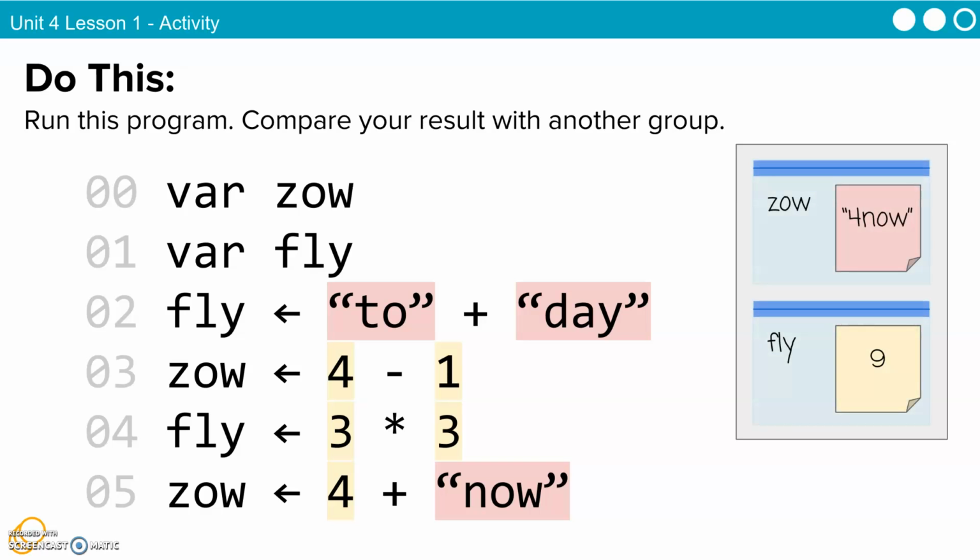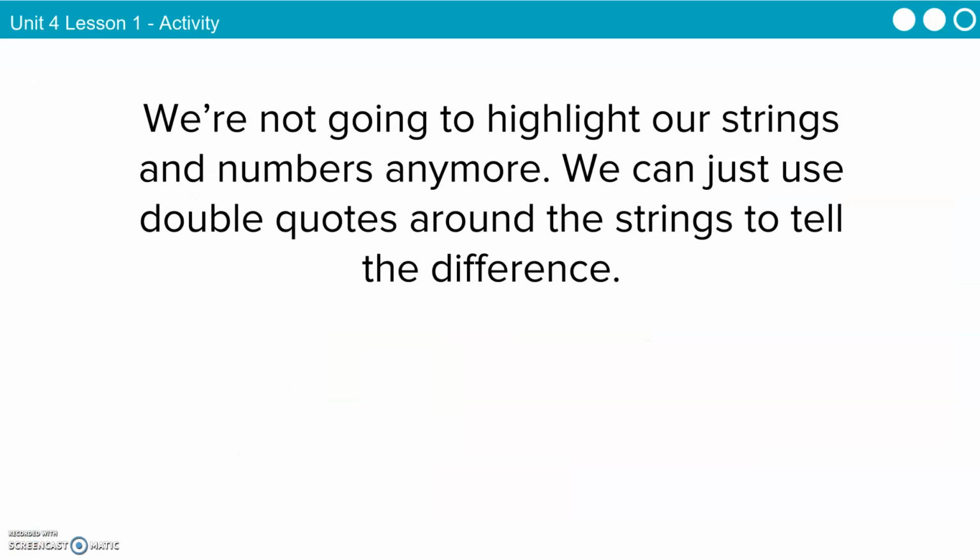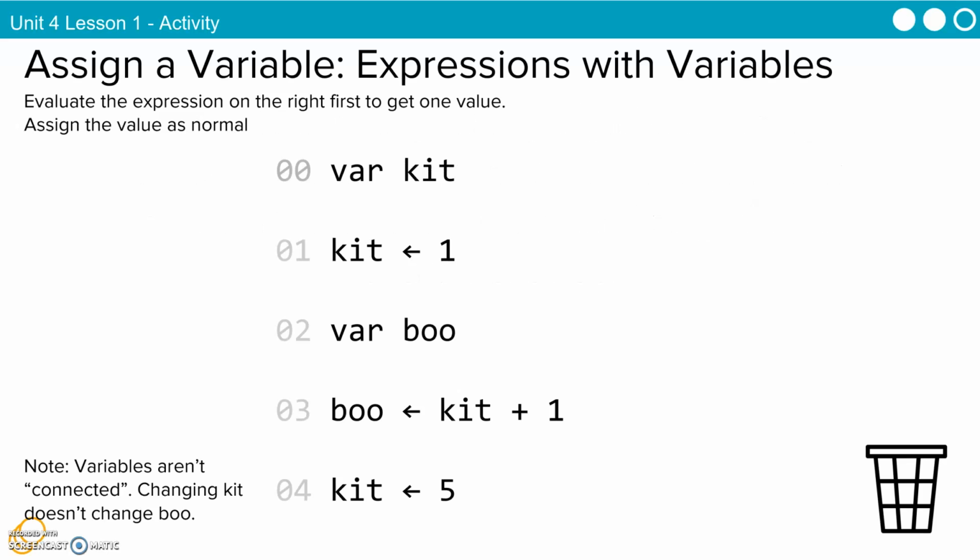Did you come up with Zhao is going to be 4 now and fly is going to be 9? If you did, you're right on track. If not, don't worry, still going to have more time to practice it. Let's keep moving. We're going to take a look at some stuff now, but we're going to stop highlighting the strings and the variables with the numbers in them, just so you can kind of practice it on your own.